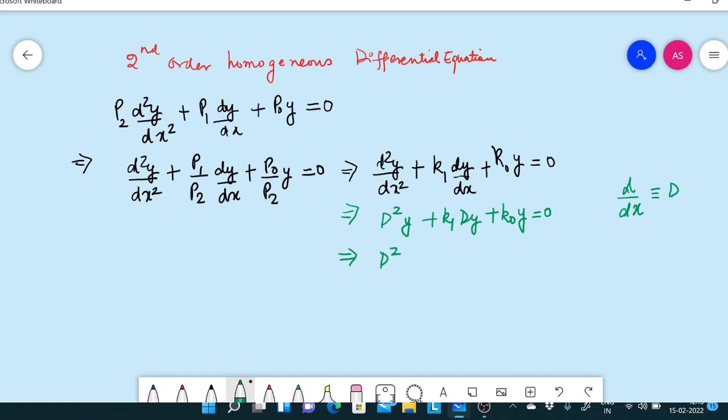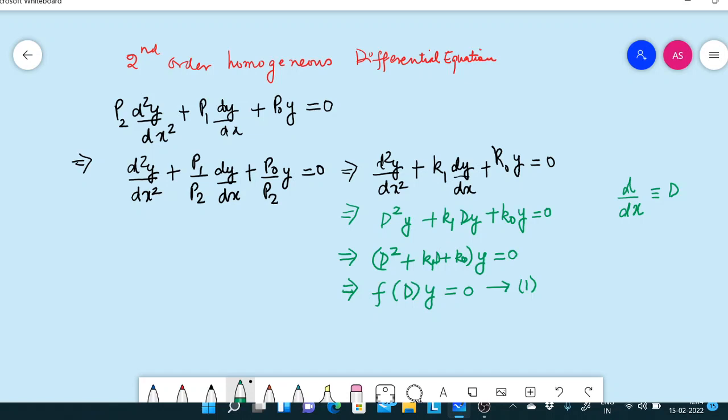It can be rewritten as, so we have a function of capital D operating on variable y equal to 0. So this is how we can represent our second order homogeneous differential equation.